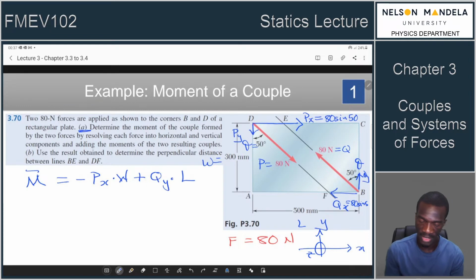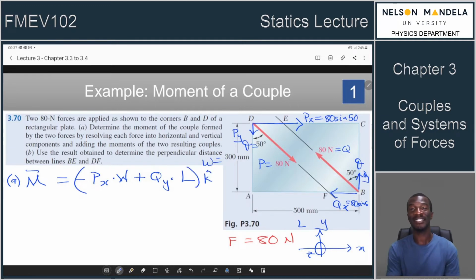So that would cover your first part of the question. So let's just put it as that. And this is all in the k direction, because they say the moment, they did not say the magnitude of the moment. Now, they say use the result obtained to determine the perpendicular distance between lines BE and DF. Use the result obtained to get the perpendicular distance between the lines.